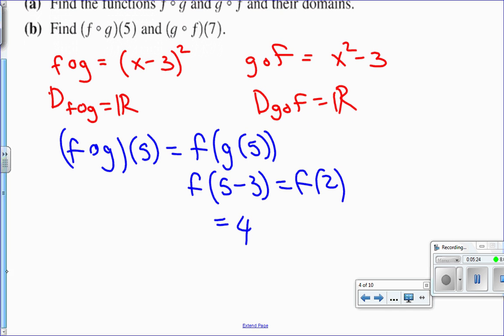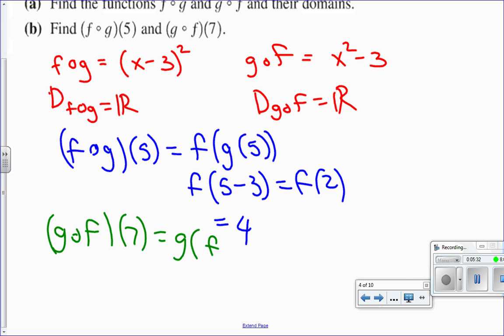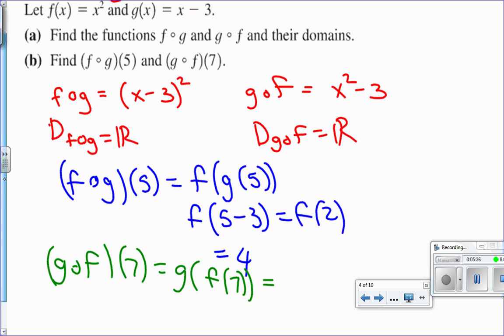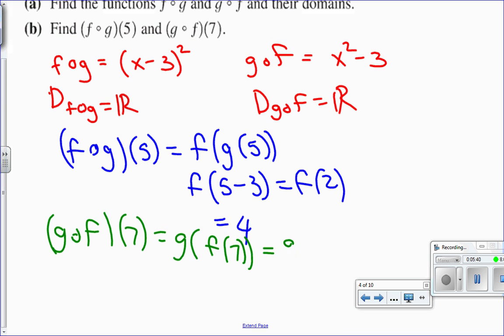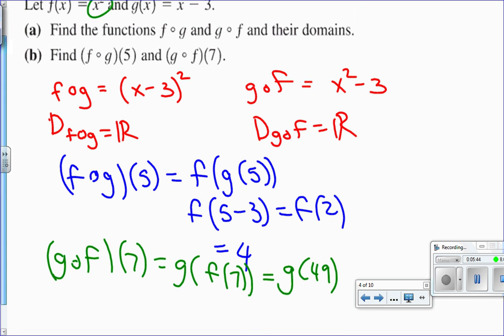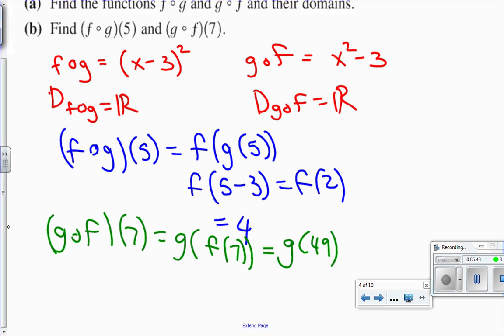The next numerical value is g composed with f of 7. Let's see, that's going to be g of f of 7. So 7 goes into f first. F says we're going to take that number and square it. So that's going to be g of 49. And then 49 goes into g, and g says let's take 3 away from that, which is 46.